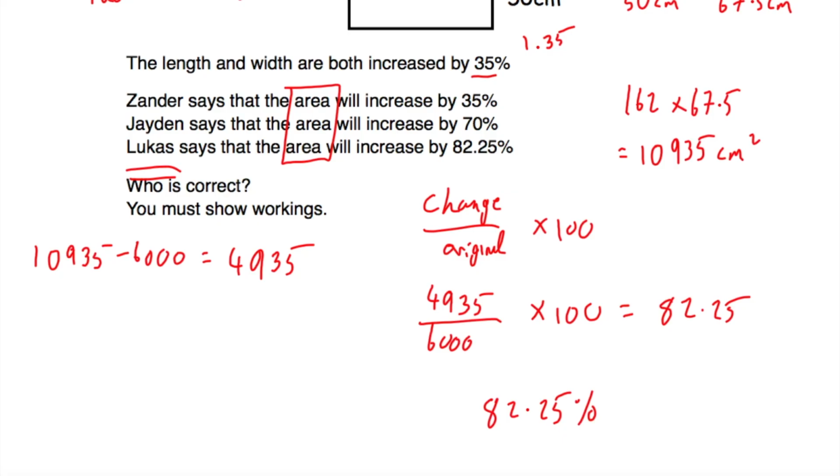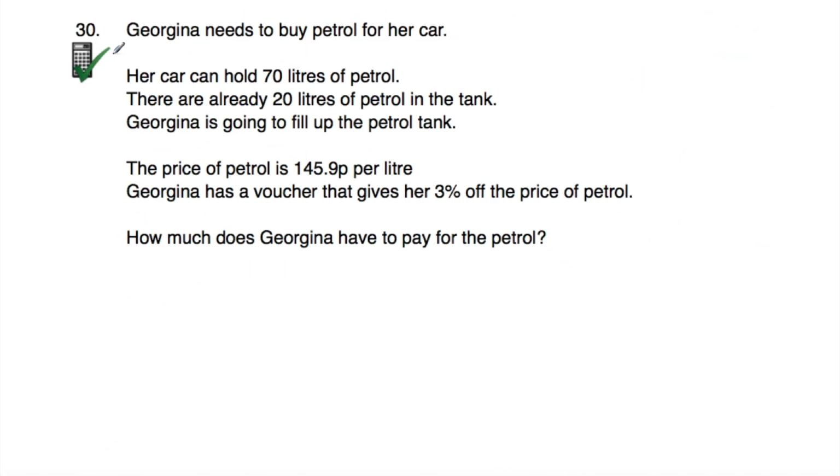Okay, let's look at our next question, question number 30. Question number 30 says, Georgina needs to buy petrol for her car, and her car can hold 70 litres of petrol. There's already 20 litres of petrol in the tank, and Georgina's going to fill up the petrol tank. Well, if there's already 20 litres in the tank and it can hold 70, if we do 70 take away 20, that's equal to 50. So she's going to put another 50 litres of petrol into the tank.